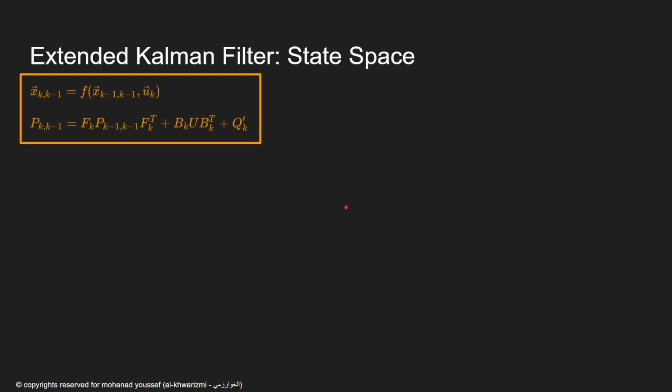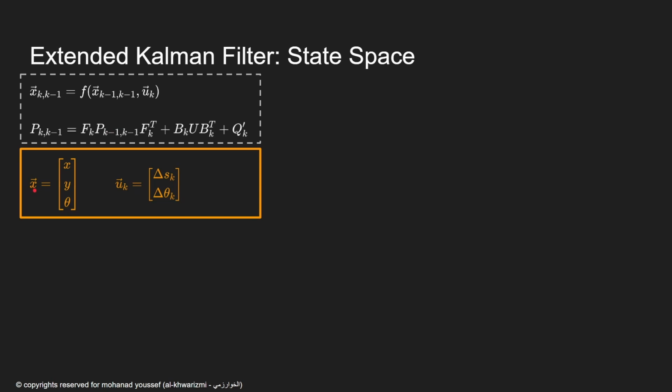Now let's reflect this on the state space of the Kalman filter. In this example, we will only apply what we discussed on the prediction model. The state vector that we have will be x, y, and theta. The input vector will be the change in displacement and the change in orientation that we might calculate from odometry sensors like the wheel speed sensors, the IMU, whatever. So we have these as input, and these are the states that we are estimating.